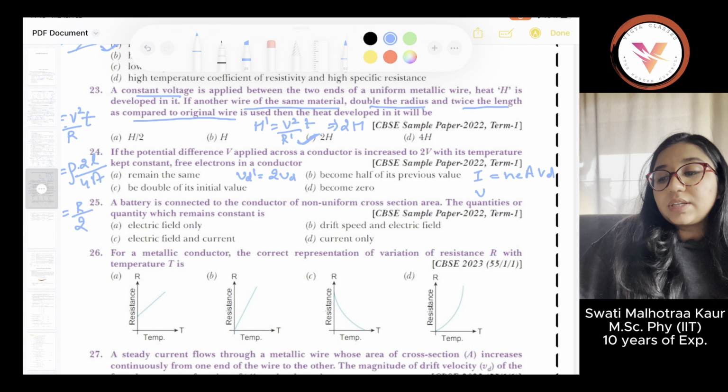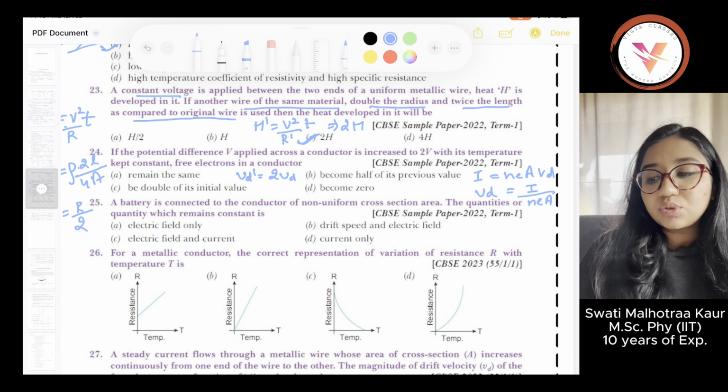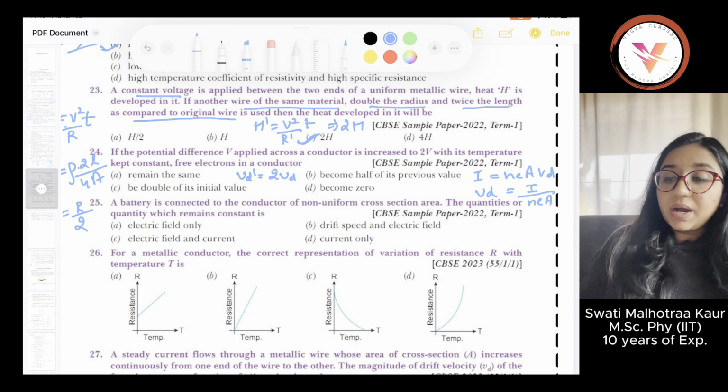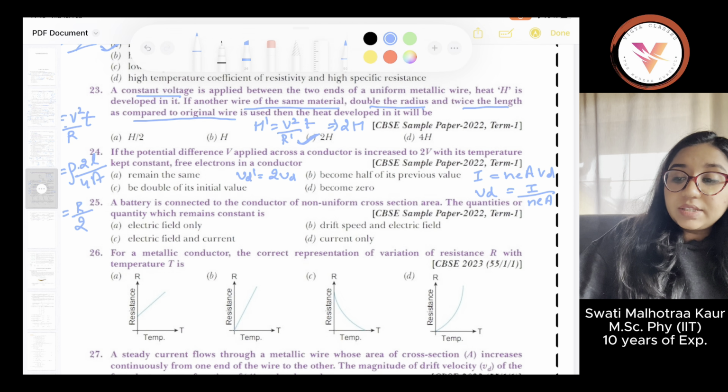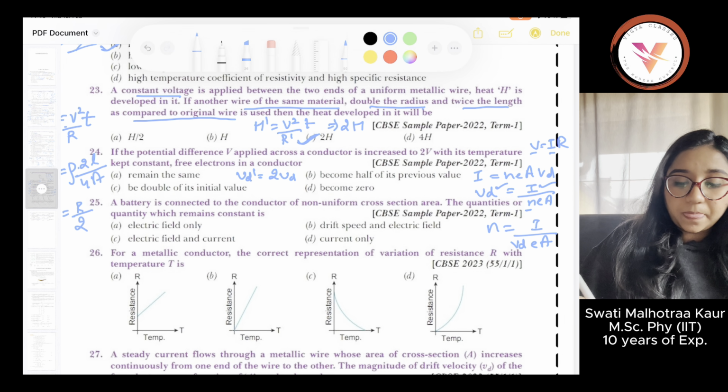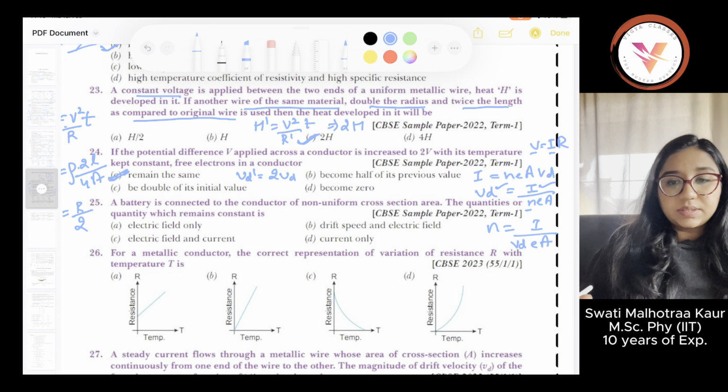So the VD is I over NEA. Now the temperature remains same, so N will remain same, area is not changing, and E is also constant. But V is equal to IR. If V is double, then I is also double. I is double, VD is double, then your N, number density, should remain same. So it should remain the same.